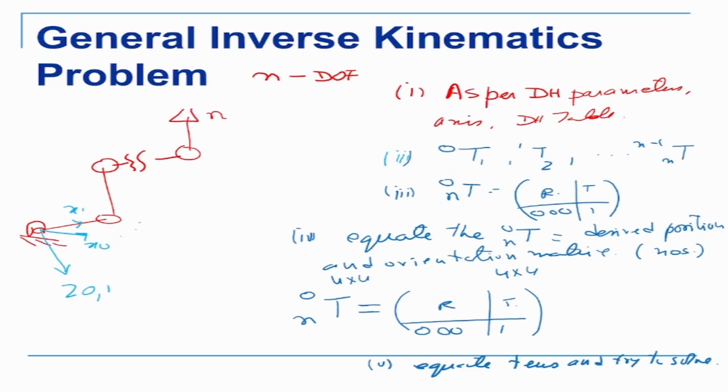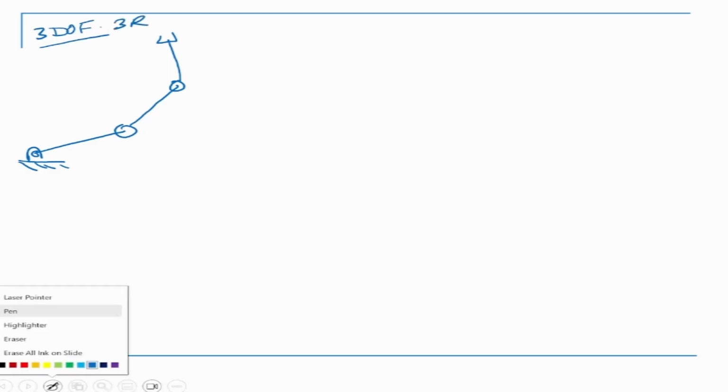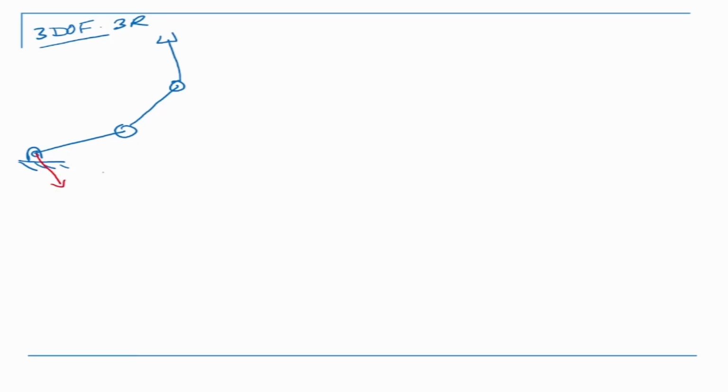Let us look at a general example, which will make it clearer before I proceed to the Puma robot. Suppose this is my manipulator. This is 3 degrees of freedom, and it has 3 arc joints. First thing we do is put our DH parameter table. That's my Z0, Z1. This is X0, this is X1. This is Z2, this is X2. Then this one is Z3, and that is my X3.